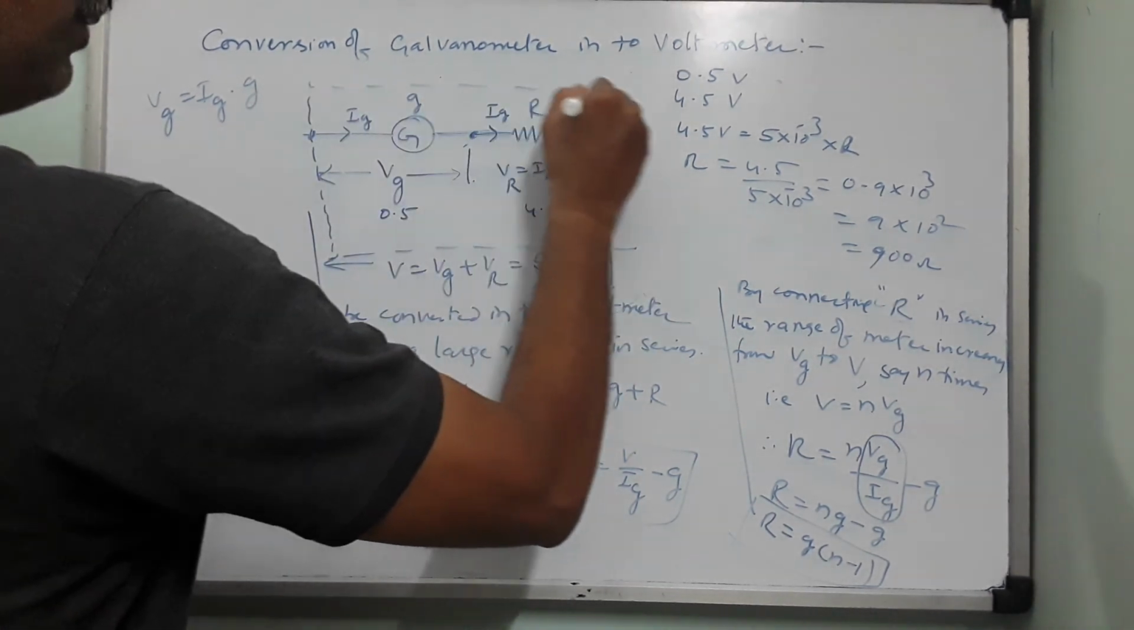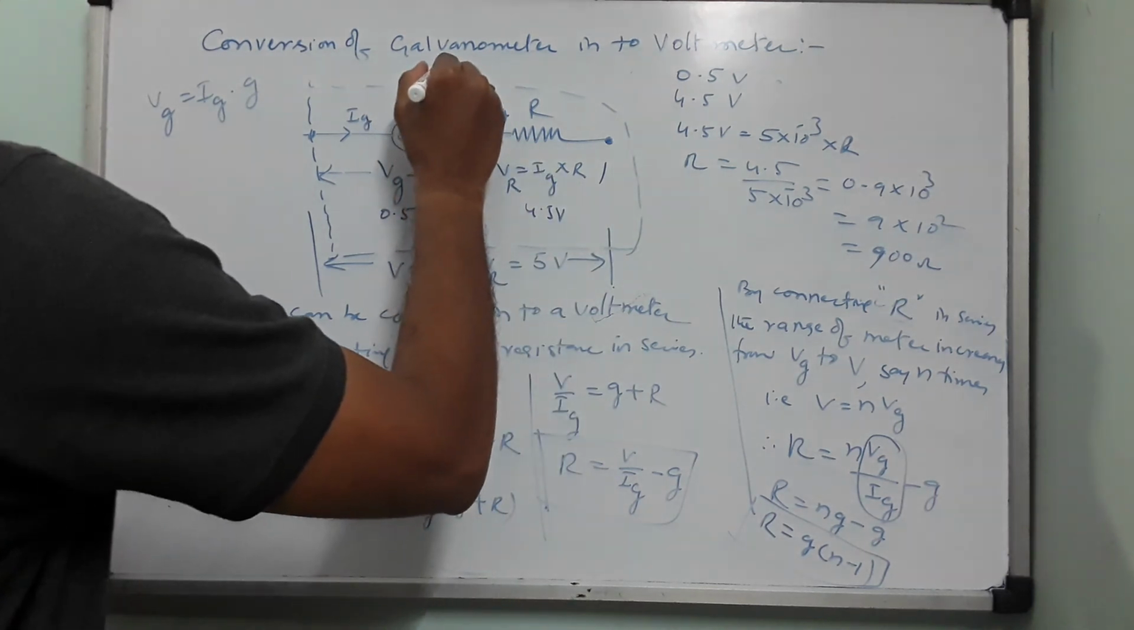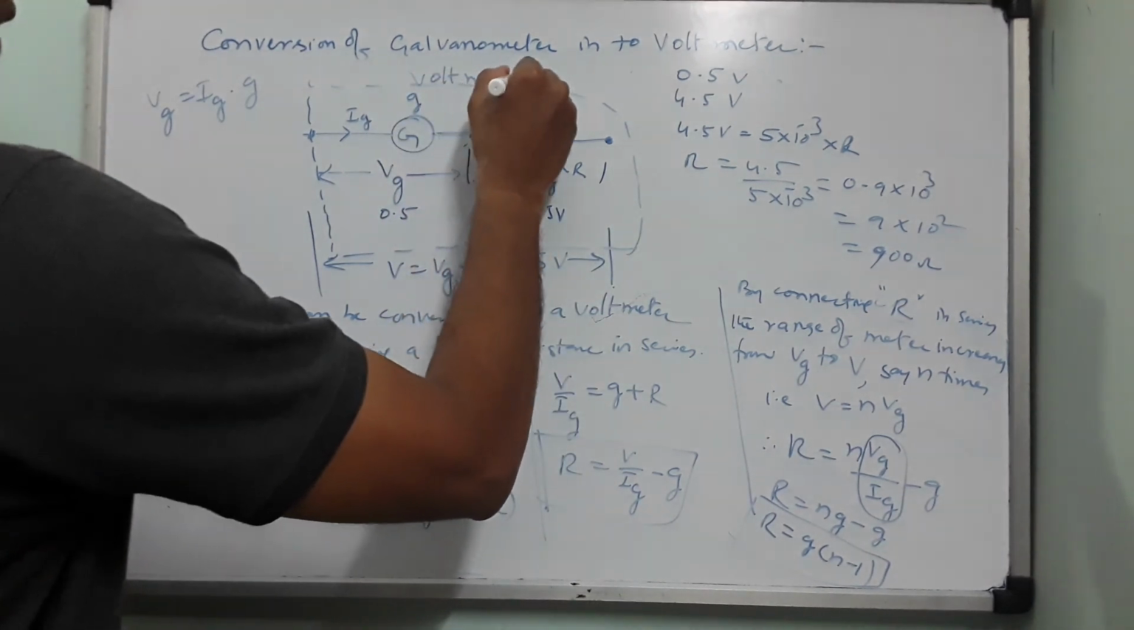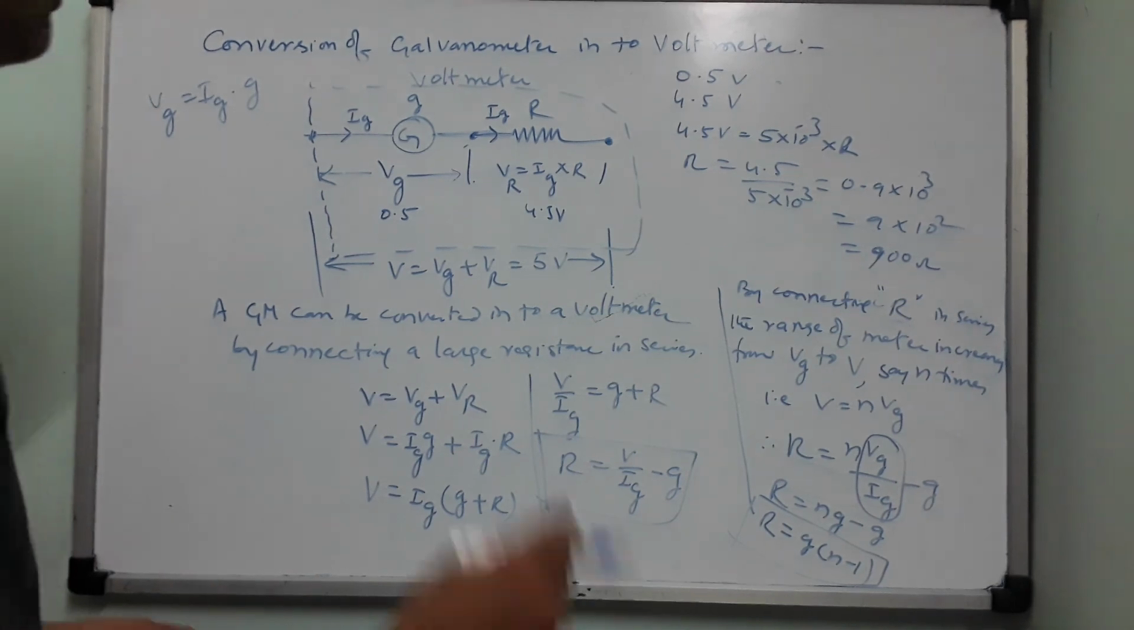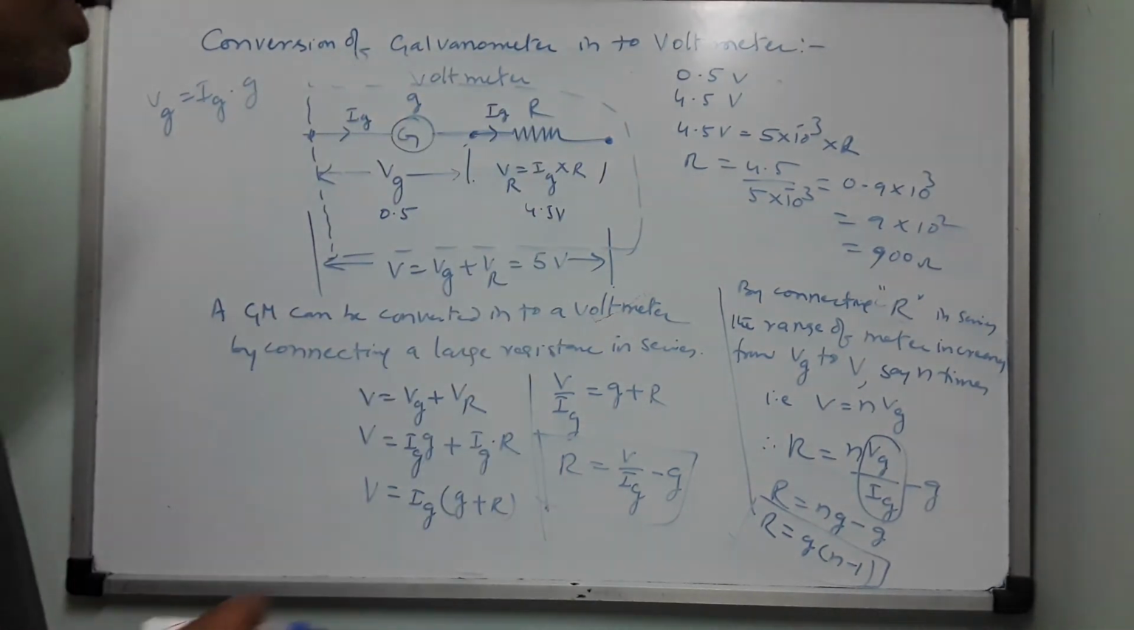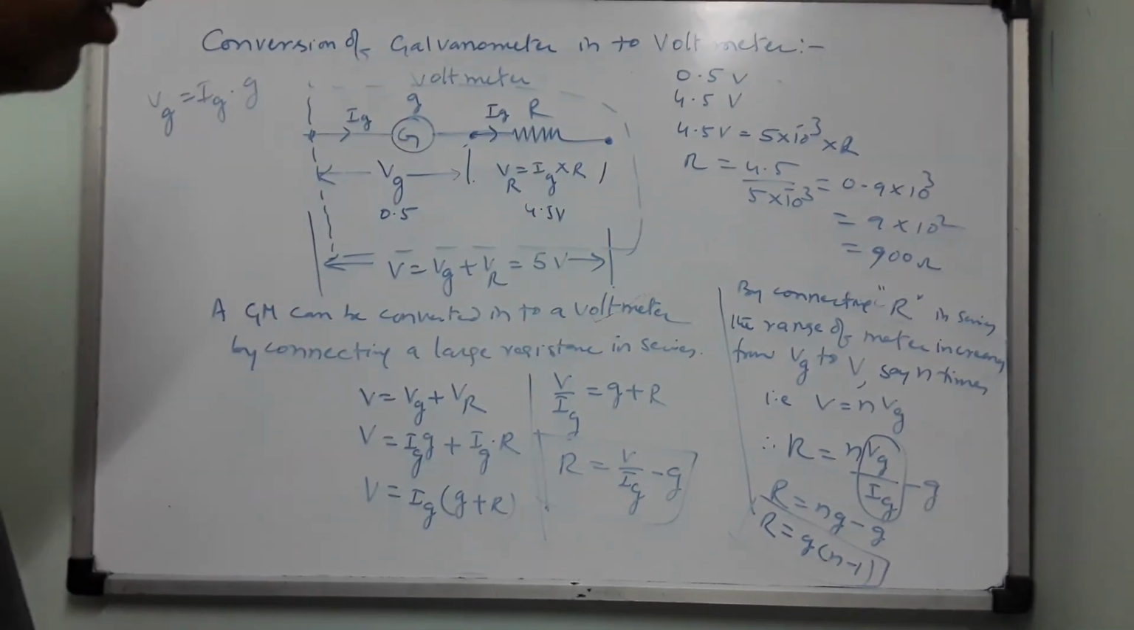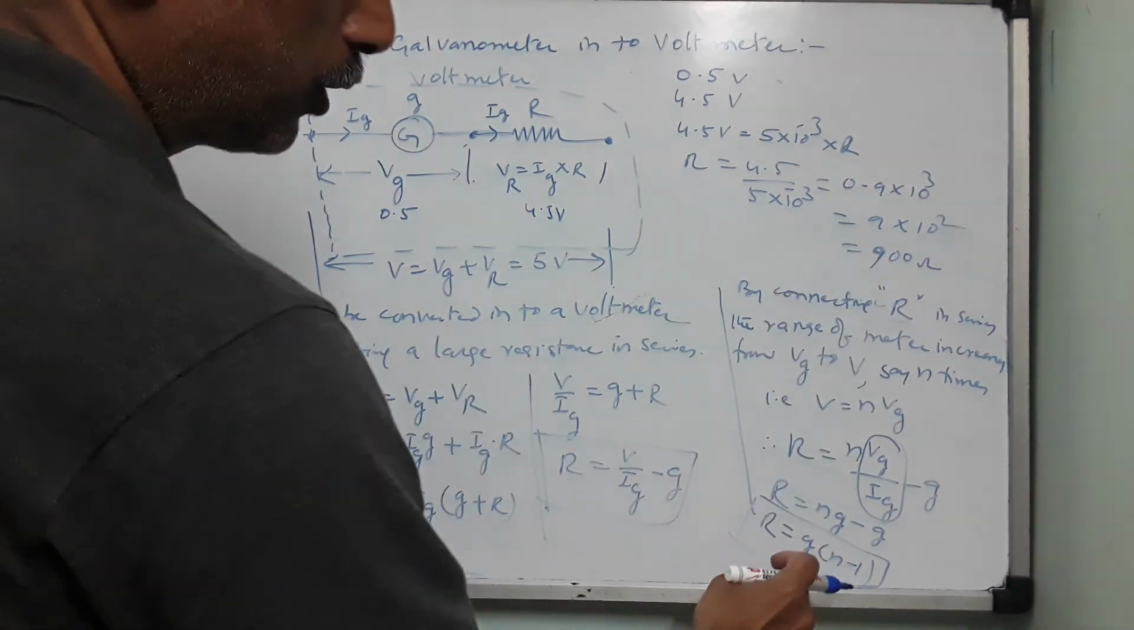Okay. Now this entire arrangement, we call it a voltmeter. If you open the voltmeter, you can see that to the basic galvanometer, a large resistance will be connected in series. So now I can get this answer by using this formula.